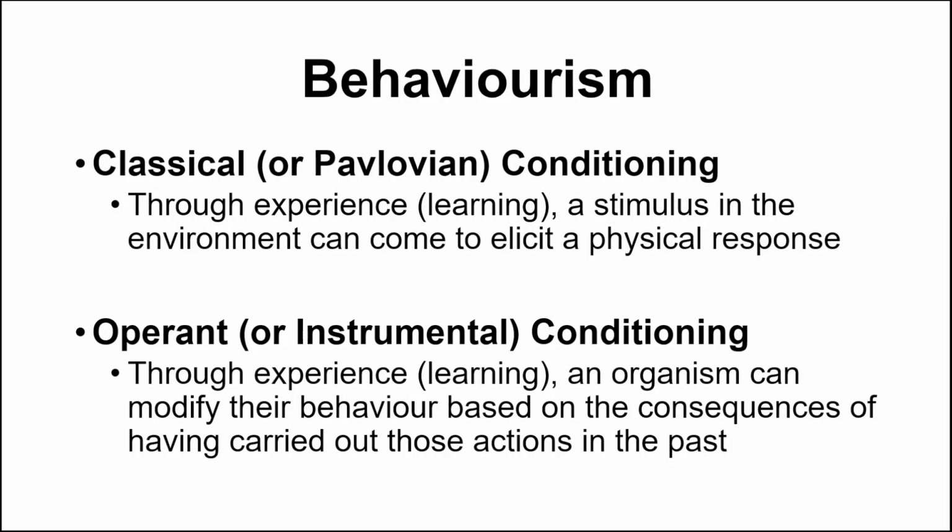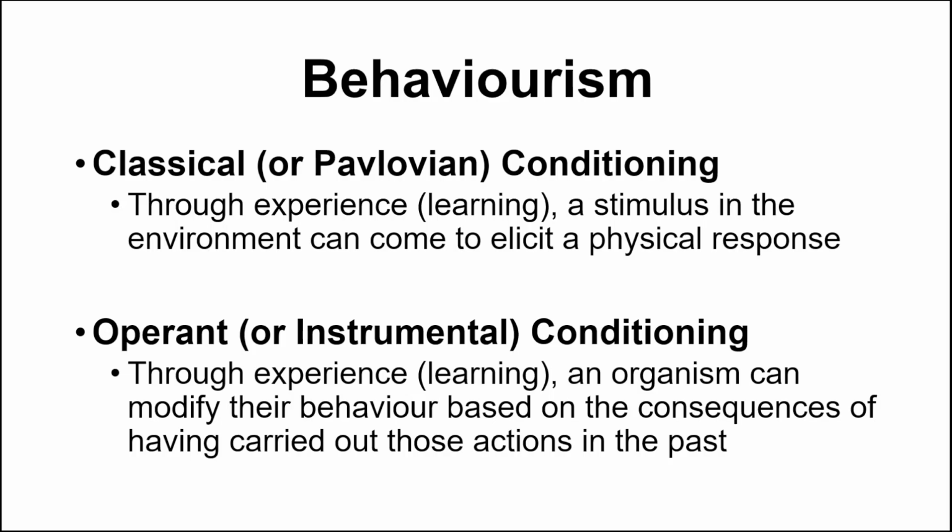With operant conditioning, sometimes also called instrumental conditioning, it's still all about the environment, and we're learning through experience yet again. But here, the important part is that an organism is modifying their behavior based on the consequences of their actions. So instead of a dog automatically salivating to a bell, here we'd have an organism intentionally carrying out an action because doing that action leads to some consequence.